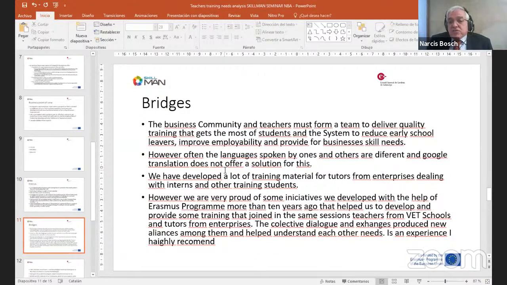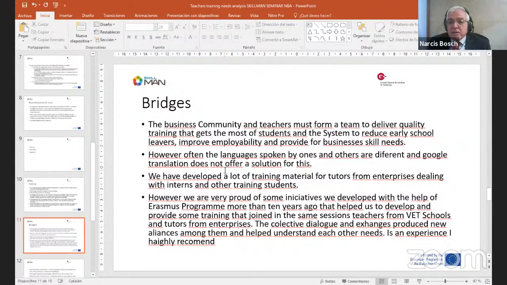Bridges. The business community and teachers must form a team to deliver quality training that gets the most of students and the system to reduce early school leavers, improve employability, and provide for businesses' skill needs. However, often the languages spoken by ones and others are different, and Google Translation doesn't offer a solution for this. We have developed a lot of training material for tutors from enterprises dealing with interns and other training students. But this is not all.